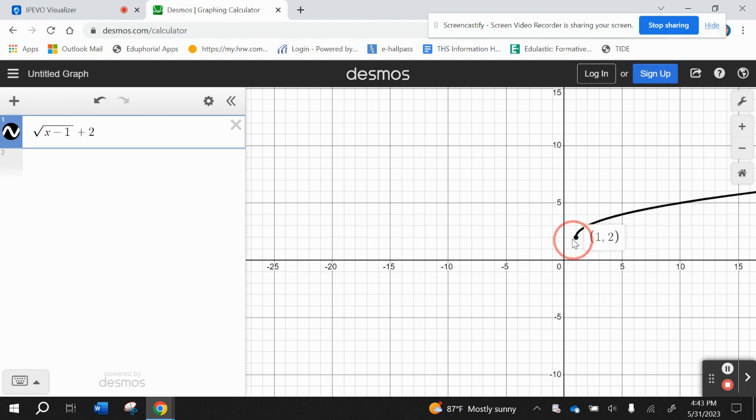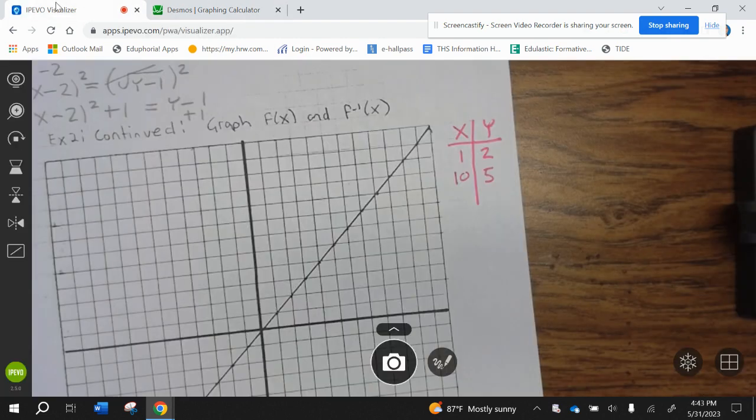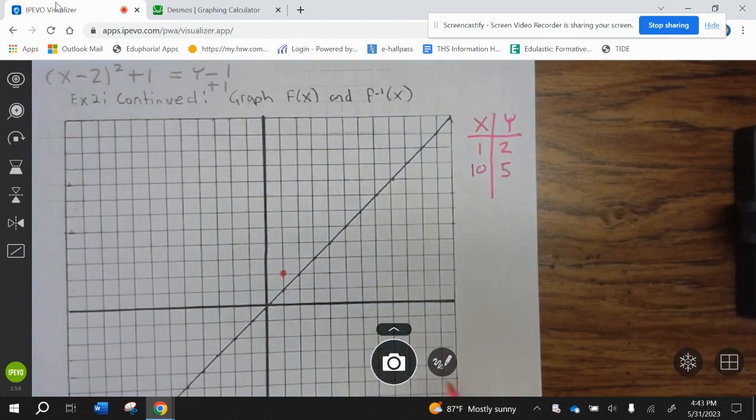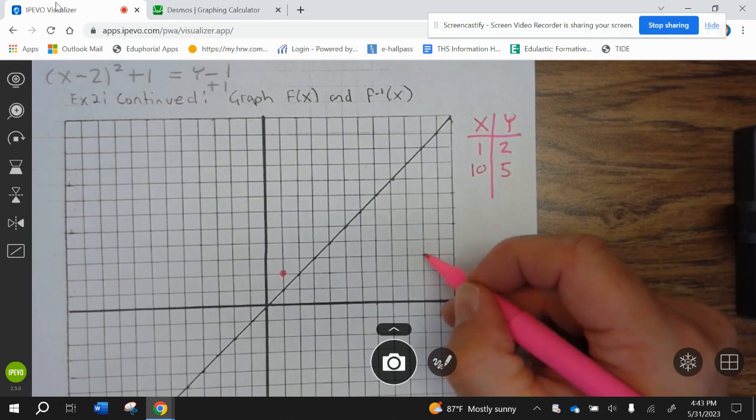So it won't stay on it, but we know that one of the points is 1, 2. And 10, 5. That should be enough to get us our, let's see. Yep, so let's go ahead and graph those points. So 1, 2, and then 10, 5.